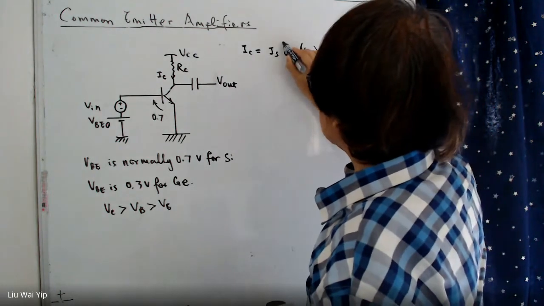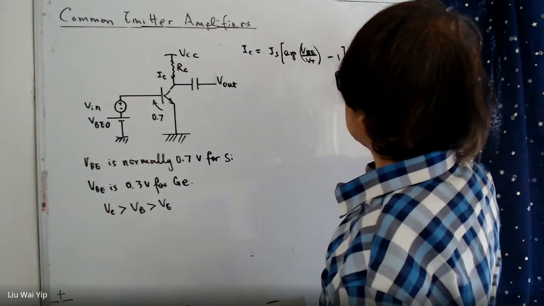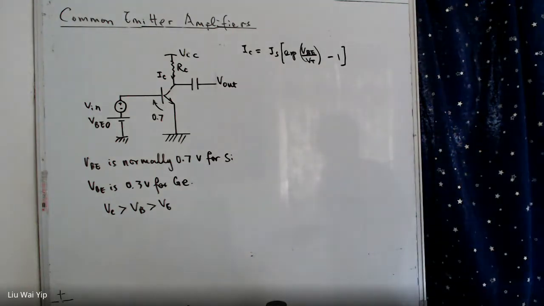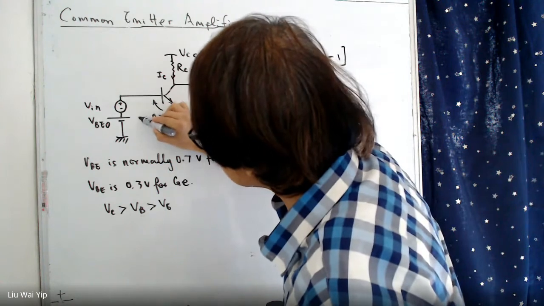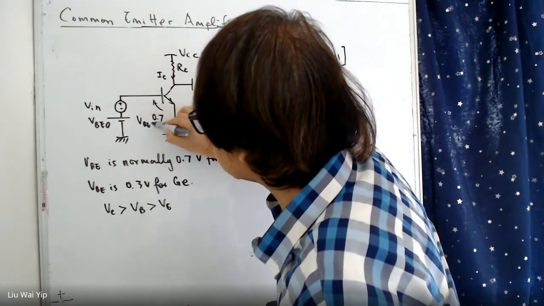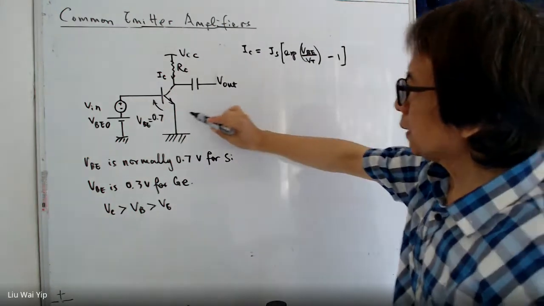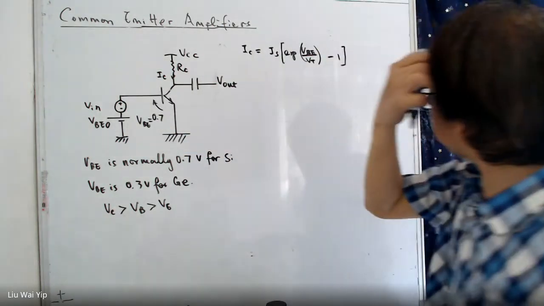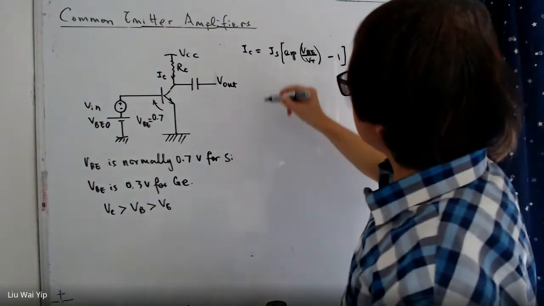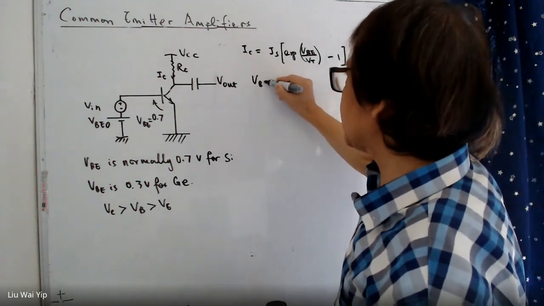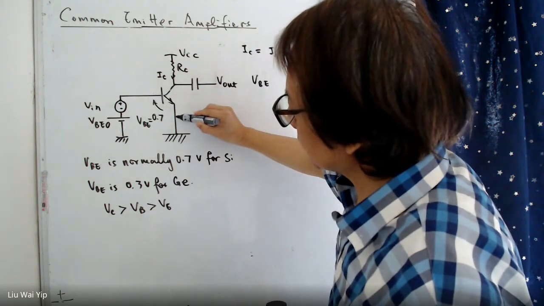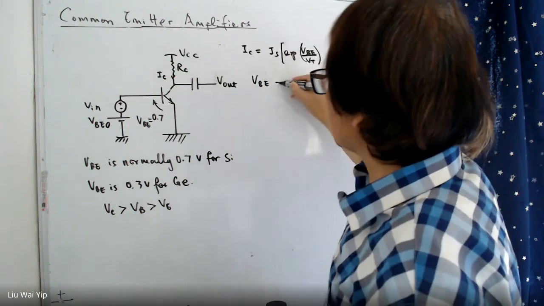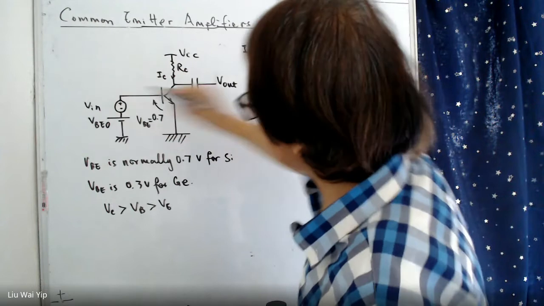I've already explained this to you in the last few lectures. In this case, VBE, which is the voltage measured between the base and the emitter here, is equal to the sum of these two voltages.